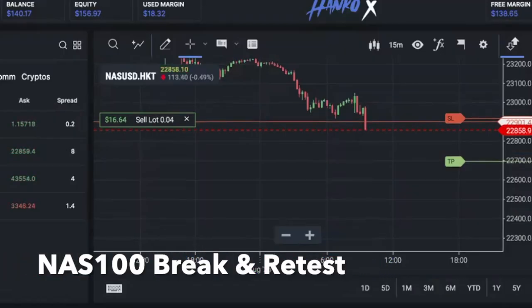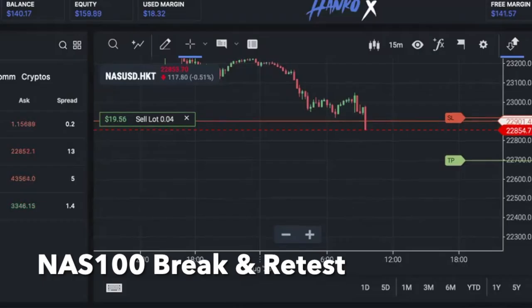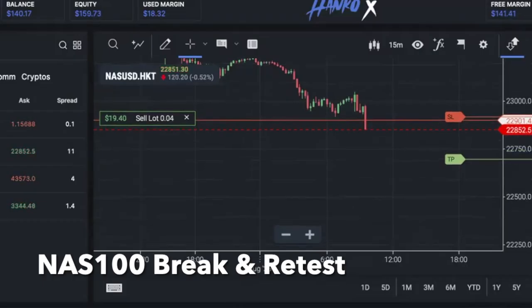So here's NAS 100 on the Henko platform. So I use TradingView to mark up my charts, but I use Henko to actually take the trade. And as we said before, I use usually about $100, and I use that for the week. And then at the end of the week, I pull out whatever the profit is.